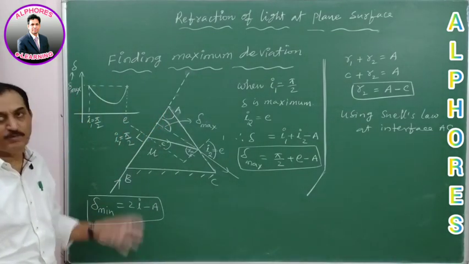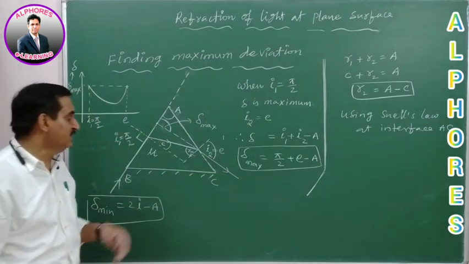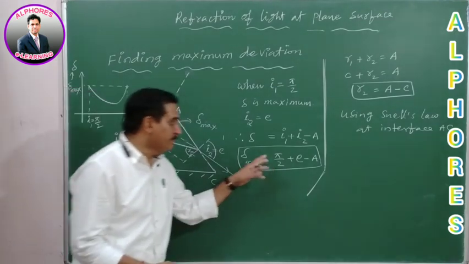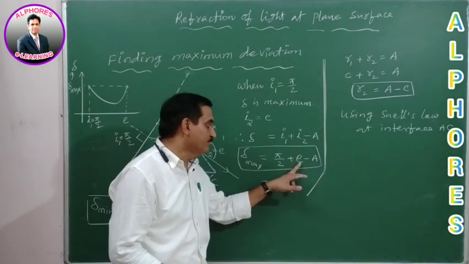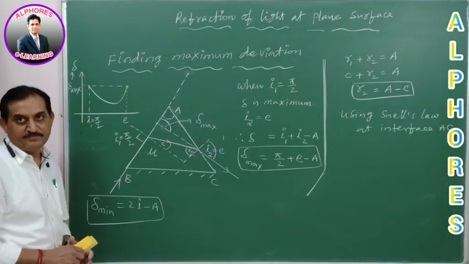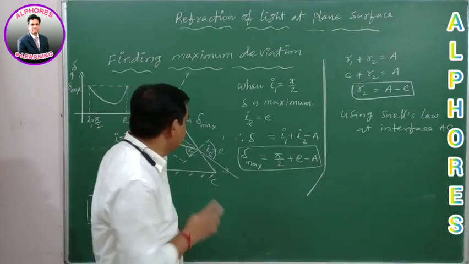Definitely in this problem, the angle of prism will be mentioned, either 60 degrees or 45 degrees, whatever. The angle of prism is mentioned, and pi by 2 we know. These two are known values, but e, the angle of emergence, we don't know. Let us find this one. After finding this, we can estimate the maximum deviation suffered.